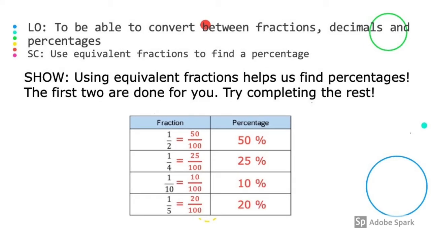And here are the answers. 1/10 is equivalent to 10 hundredths. Therefore, 10 hundredths is equivalent to 10%. 1/5 is equivalent to 20 hundredths. Therefore, 1/5 is also equivalent to 20%.